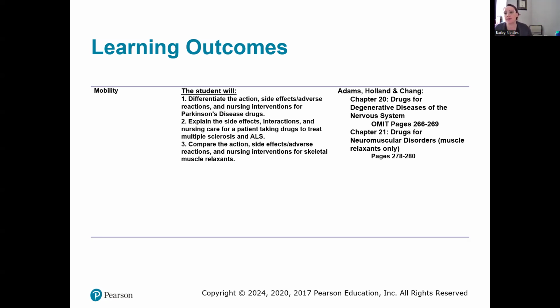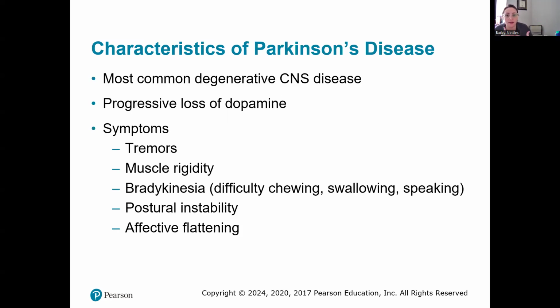So what is Parkinson's? Parkinson's is the progressive loss of dopamine. It's a very common degenerative CNS disease. Symptoms can include tremors, muscle rigidity, and things like that. The dopamine is for making you feel better, happy, good, and goal oriented, but it also works on your motor movements. So that's why they have the tremors and the muscle rigidity.